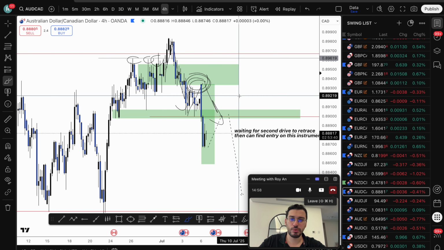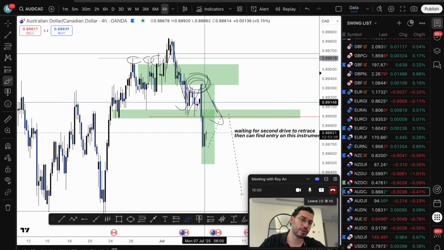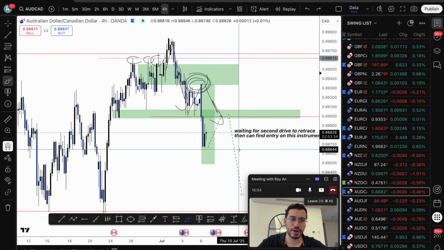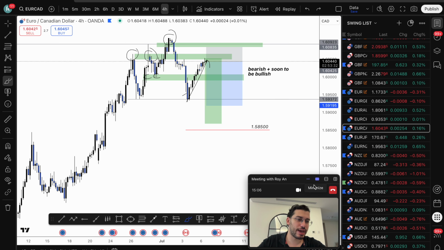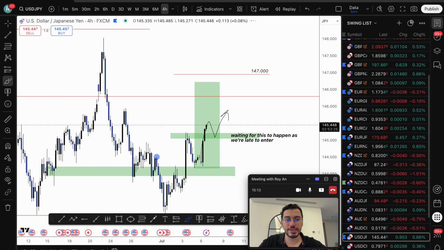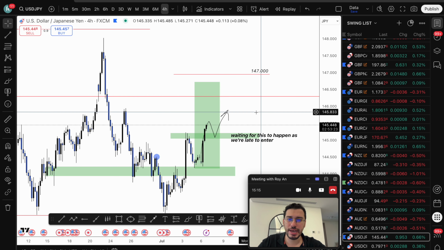For AUD CAD, we already retested this area and we already pushed through to the downside. So right now, I'm just waiting for the market to possibly give me another entry through to the downside. We will see how that goes when the market goes back into this area, if it decides to go back into this area. USD JPY has been a little bit of a bummer.